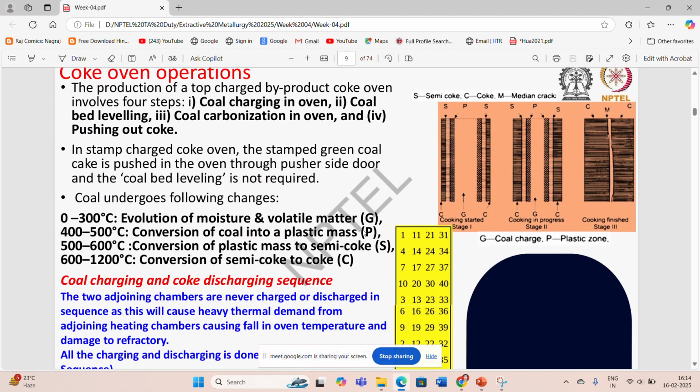Then coke oven properties. The production of a top charge byproduct coke oven involves four steps: coal charging in oven, then bed leveling, coal carbonization in oven, and pushing out coke from the oven after the 12 to 14-hour time period gets completed. In stamp charge coke oven, the stamped green coal cake is pushed into the oven through the pusher side door, and the coal bed leveling is not required.